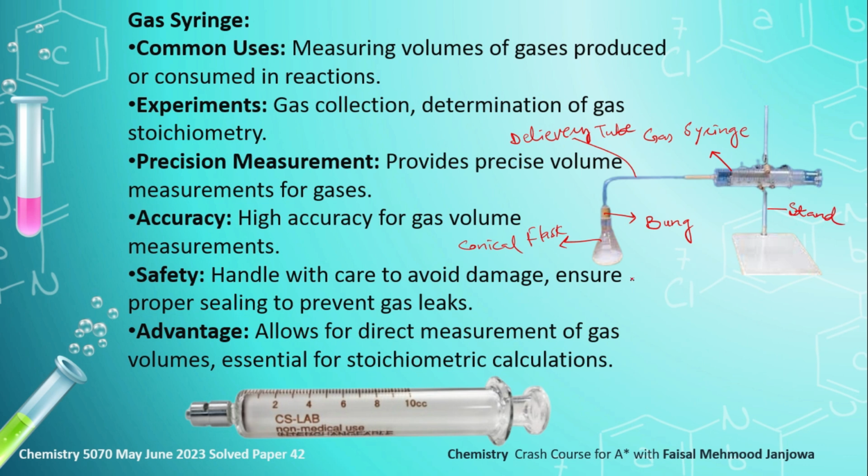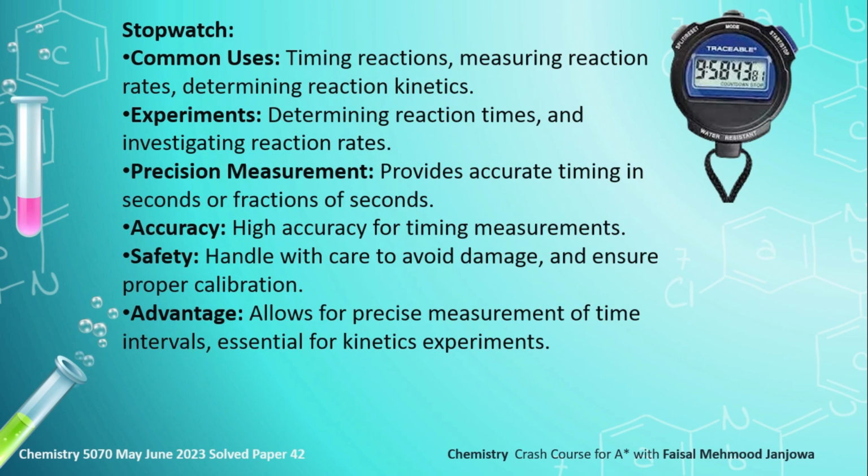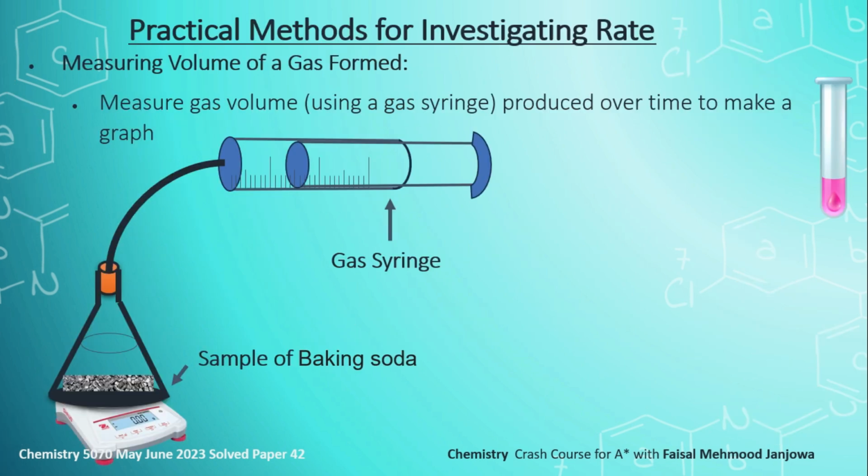If you want to draw the figure on the paper, this figure is sufficient. You can even add a Bunsen burner here to provide heat, or you can place a digital balance under it to measure the mass. These are the bungs required to make it airtight, as we are using only one delivery tube, so we would require this bung. To measure the time, we require a stopwatch. We can use digital or analog, but I would prefer the digital one. This is the overall apparatus that we can set up.